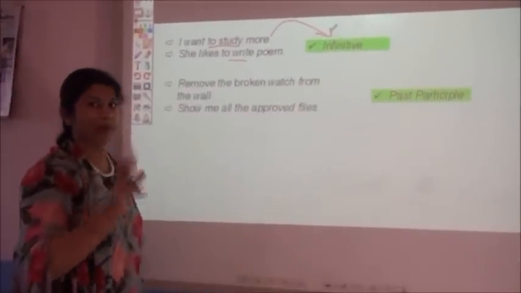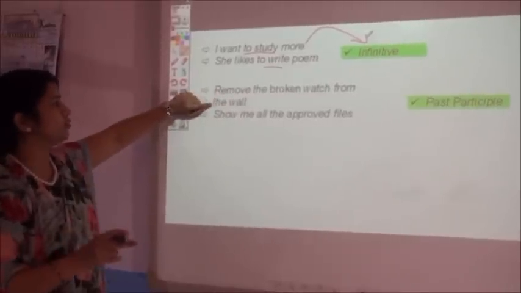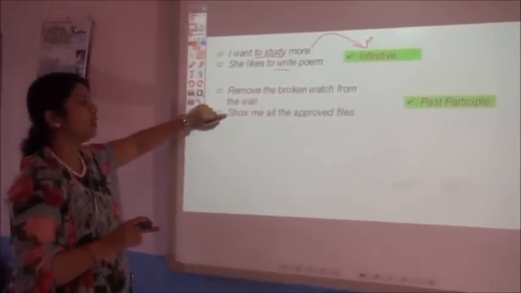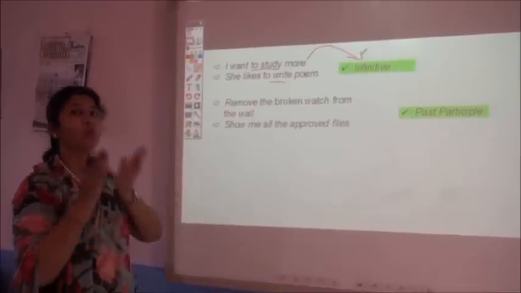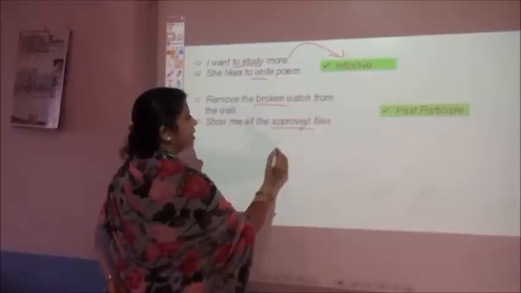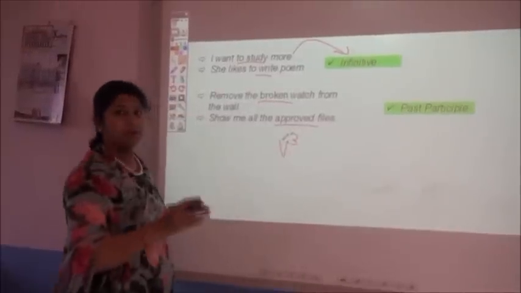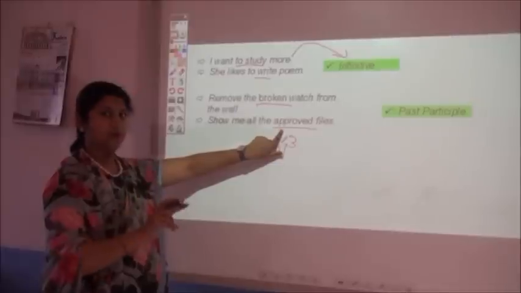Infinitive non-finite verb. Clear? Now see these 2 examples. Remove the broken watch from the wall. Okay, and show me all the approved files. Now you need to focus here in these examples on V3 verbs. Broken and approved. These are what? V3 verbs. Okay, first of all, there is no helping verb before V3 verb. That's why it is non-finite verb.